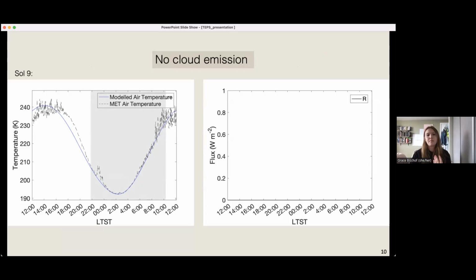And so as you can see, the model temperature matches the Met air temperature very well. And so we don't need any thermal emission from clouds to match this temperature. So this plot is just completely empty.